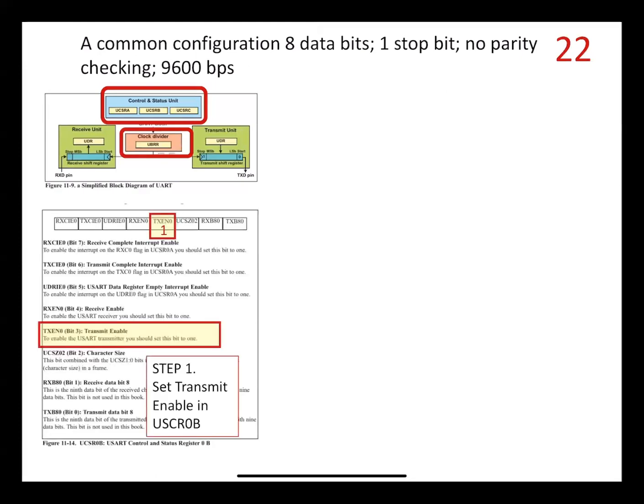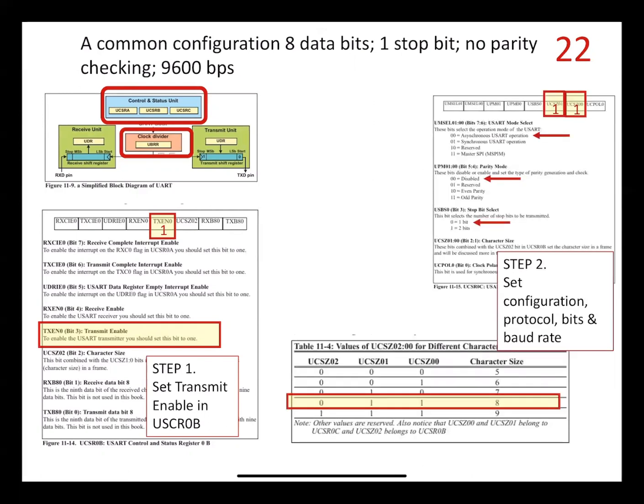All right. So the first thing we're going to do is enable step 1. We're going to enable bit 3 of the UCSR0B register. That's the UART control and status register 0B. We'll enable that bit. The next thing we're going to do is set our configuration, our protocol, the number of stop bits, and our baud rate. We're going to set those by putting a couple of 1s in the right place.